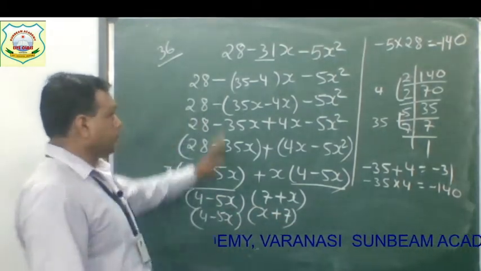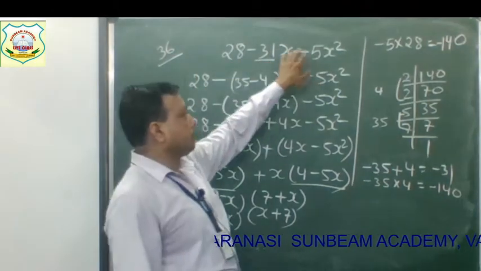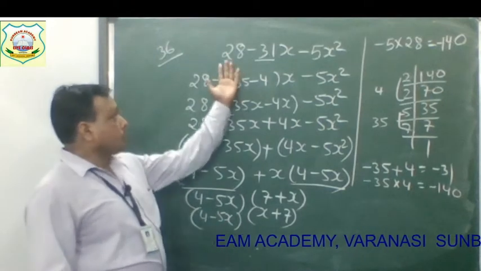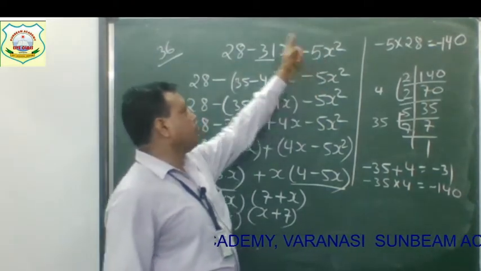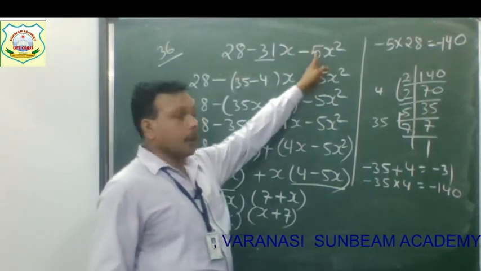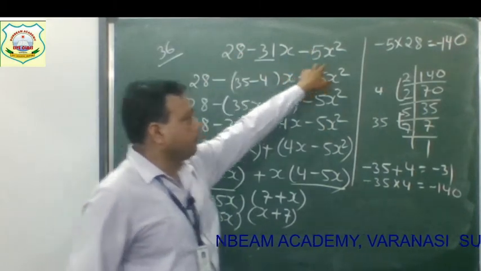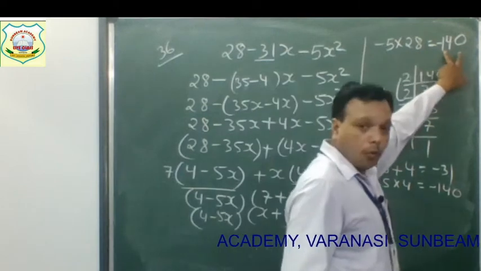Students, again I am telling you: 28 minus 31x minus 5x square. So the same process we will do, constant term and this is square term, we will multiply 28 minus 5, 28 minus 5. So what will come? Minus 5 into 28, minus 140.